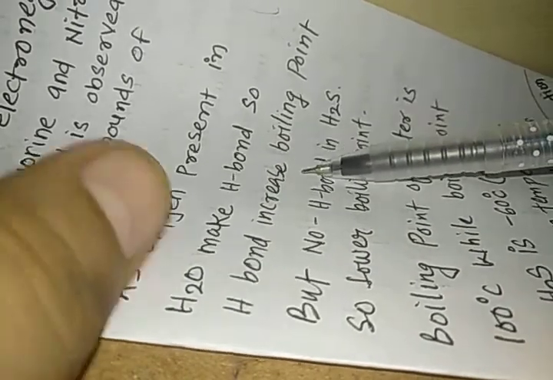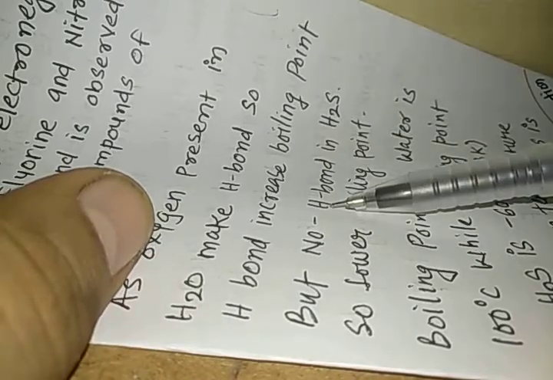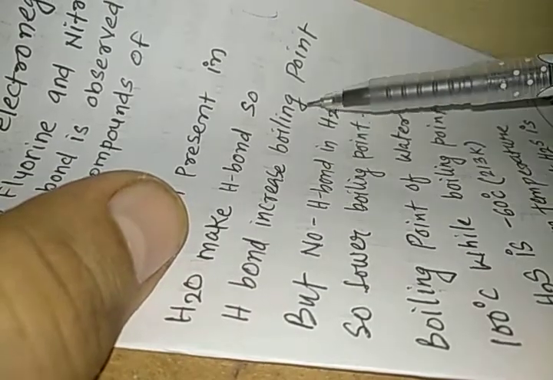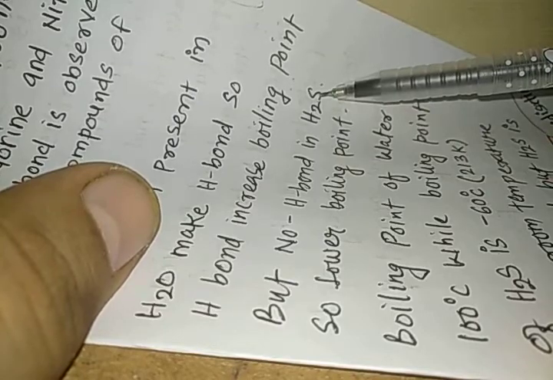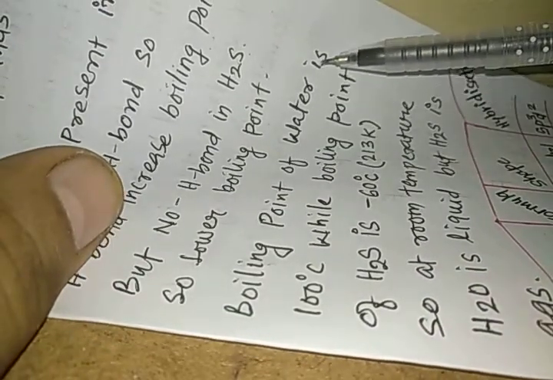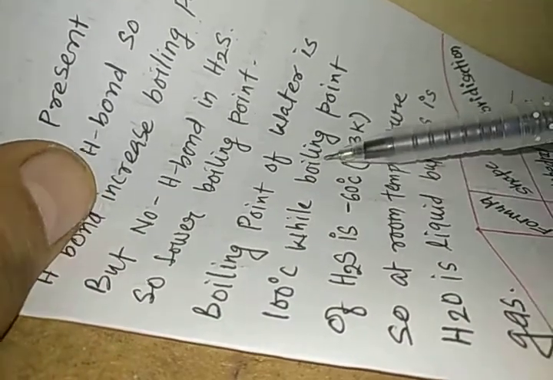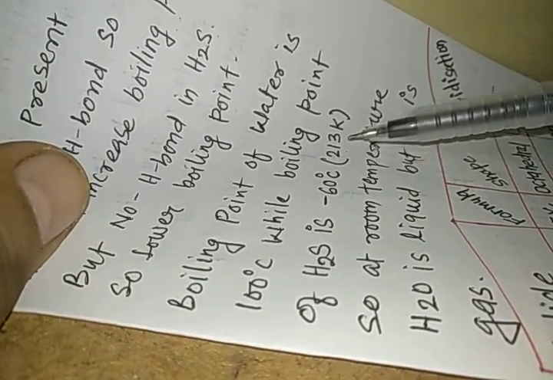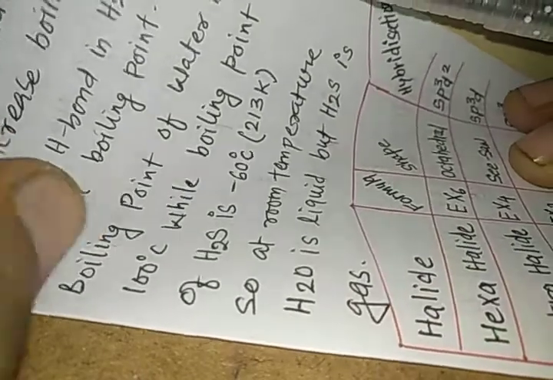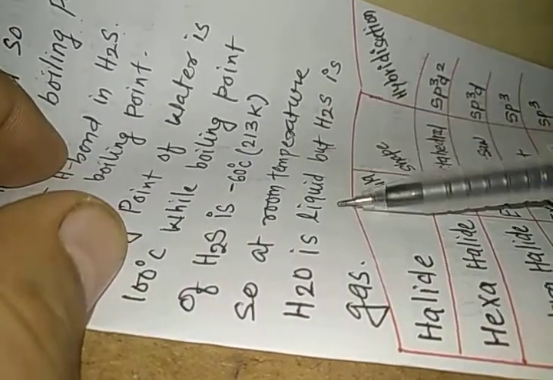So hydrogen bonding increases the boiling point of water, but no hydrogen bond in H2S is possible. So lower boiling point for H2S. The boiling point of water is 100 degrees centigrade, while the boiling point of H2S is minus 60 degrees centigrade, that is 213 Kelvin. So at room temperature, water is a liquid but H2S is a gas.